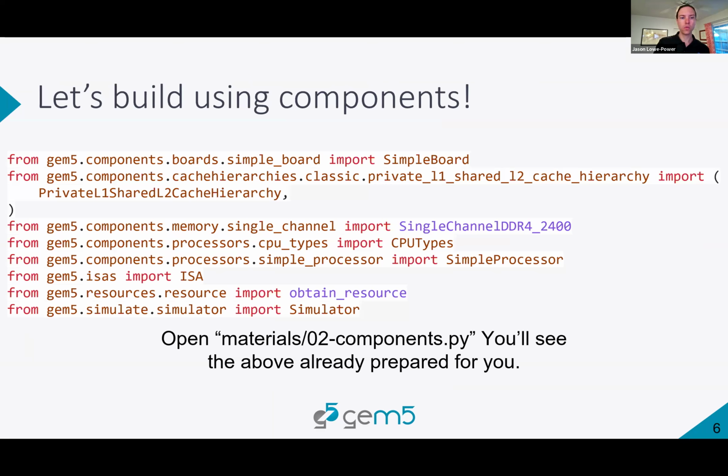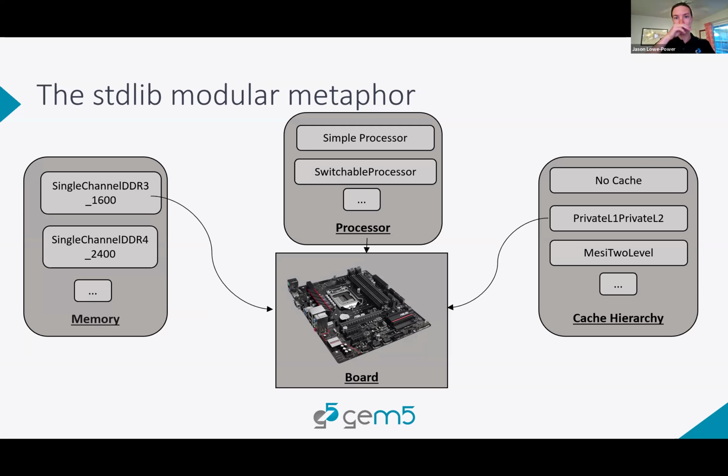Okay, so with that in mind, let's go to our second example and build a board with our own versions of cache hierarchies and processors. But before I do that, are there any questions on this conceptual view of the standard library? Any questions? Yeah, go ahead.